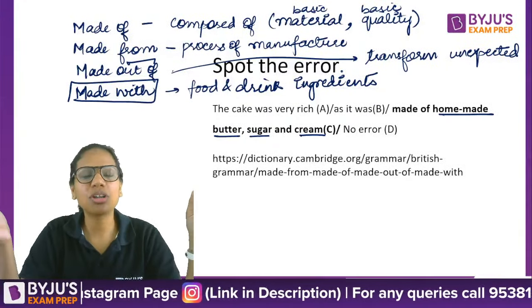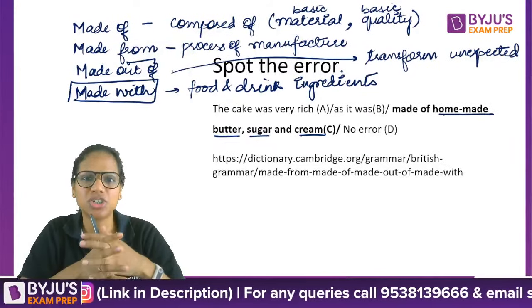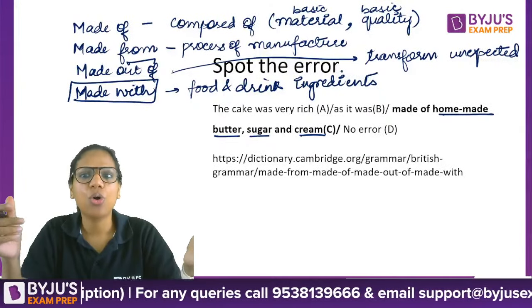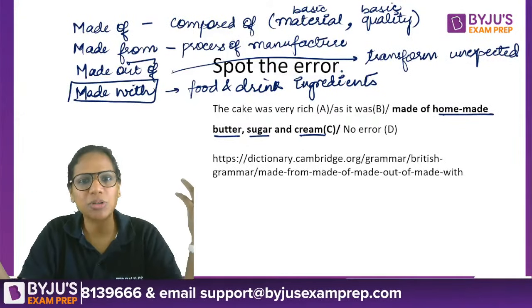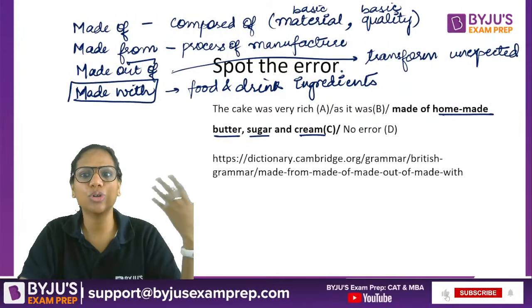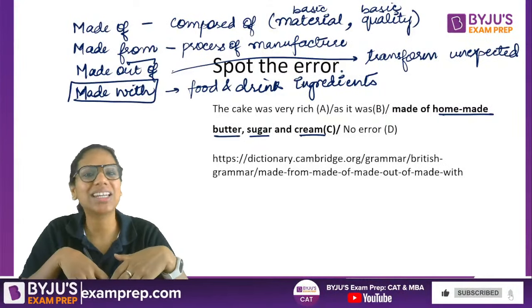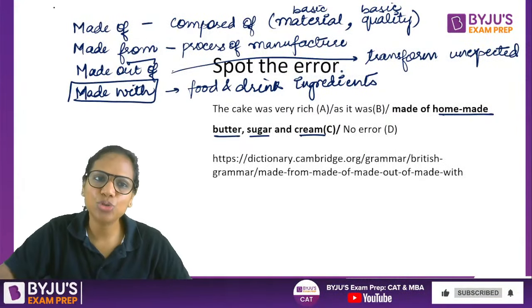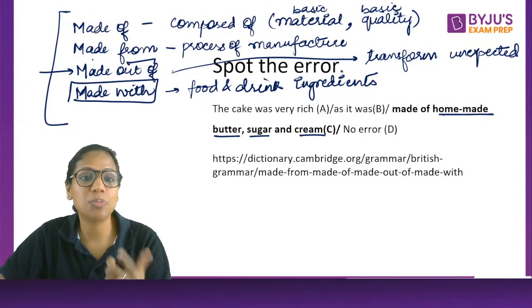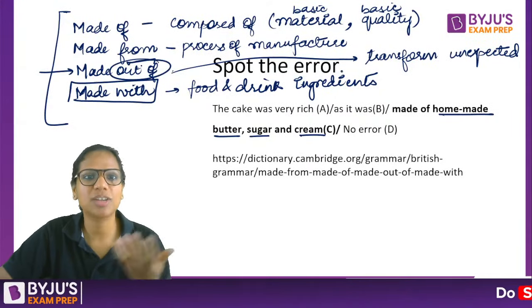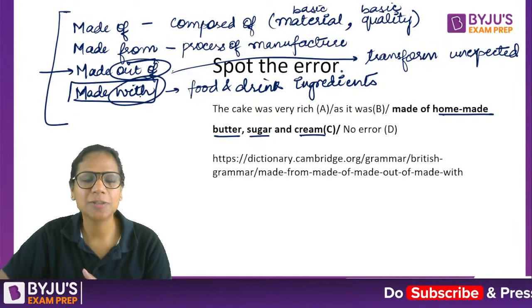She made a dinosaur out of all the newspaper waste that she had at home. Or she made a candle holder out of newspaper cuttings. So made out of is to transform one thing into something unexpected. And how did I come to know all of this? One is through reading. So you notice things when you read.